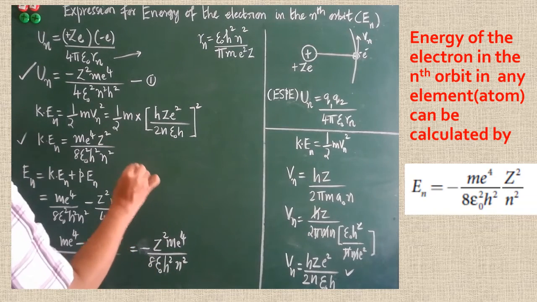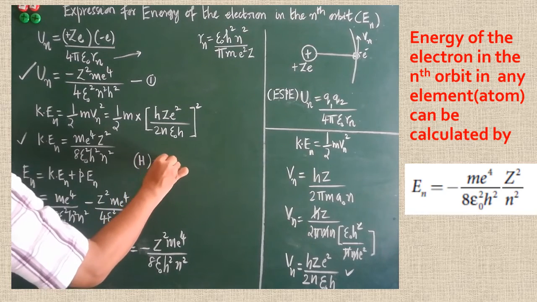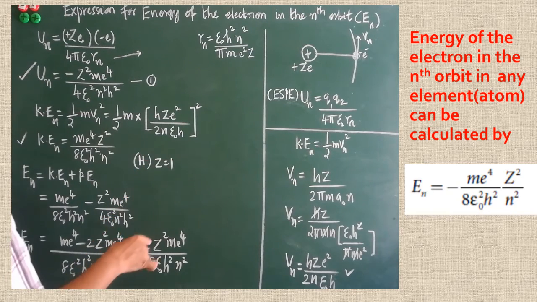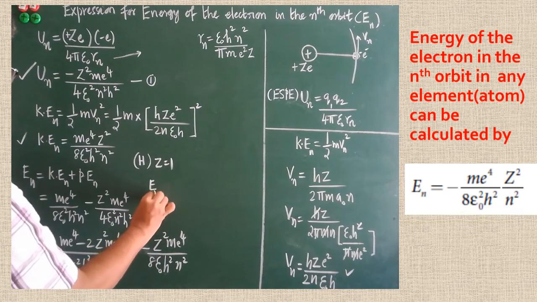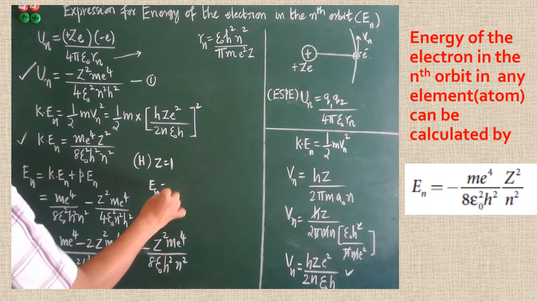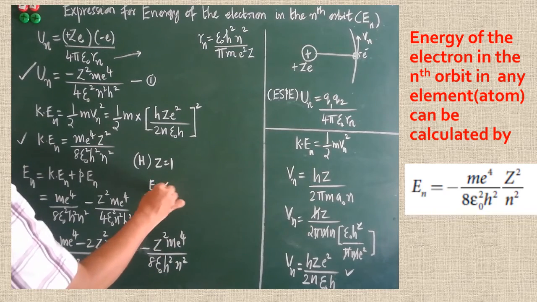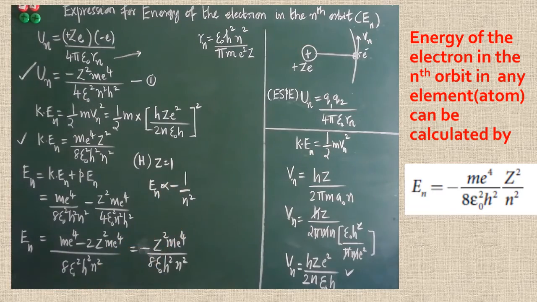In the case of hydrogen, clear, what is the value of Z? Z value can be substituted as 1. After substitution, what will happen? This equation becomes En equal to, all are constants, no? En is directly proportional to minus of 1 by n square we can substitute.